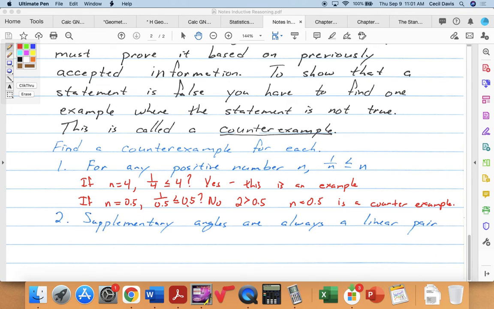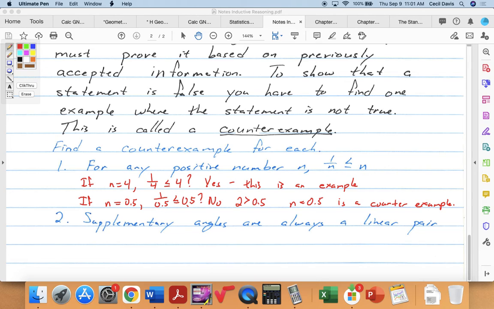Would that be true if it said any positive number, like 1 and above? If you said any positive number greater than 1, then this becomes true. You're exactly right. So a lot of times what you have to do to make something true is limit it a little bit to weed out all those false cases. Okay? All right, last one.